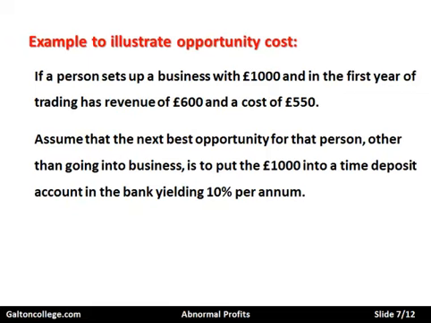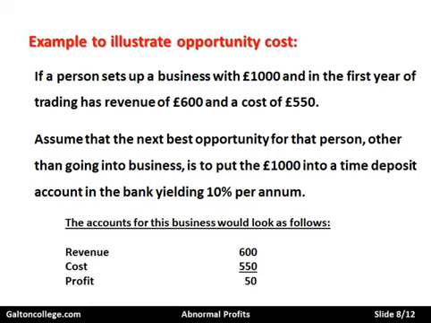Now, what we need to do is to work out the accounts with this information in mind. So the accountant for this business would work out the following. The accountant would say, well, the revenue is 600, the costs are 550, subtract the 550 from the 600, giving a profit of 50.